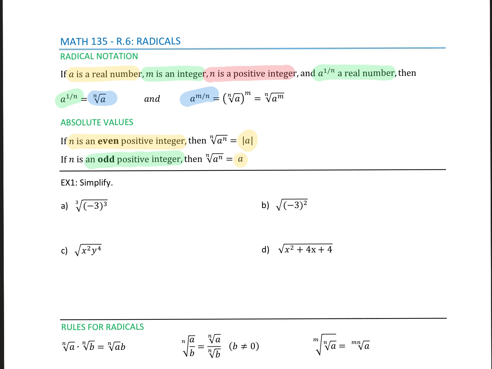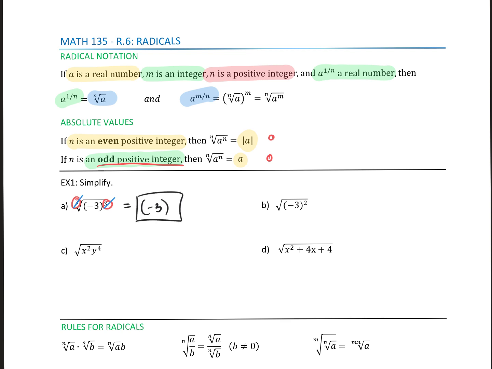What do we have going on for a? So we have the cube root and something being raised to the third power. So those two match. Since n is odd, what can we do? Well, they can just cancel, and whatever's on the inside is left. So -3.